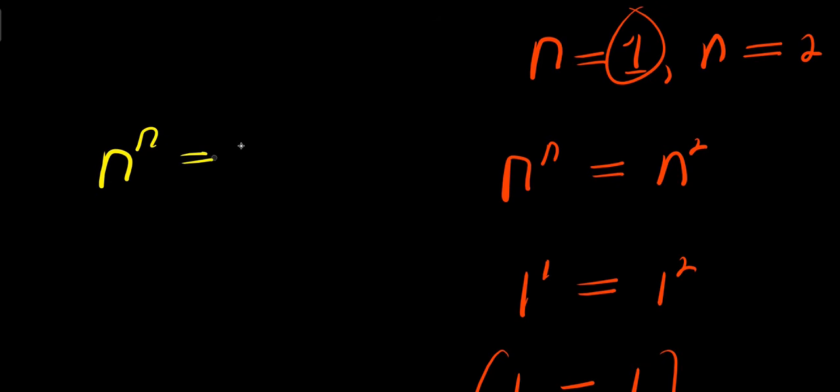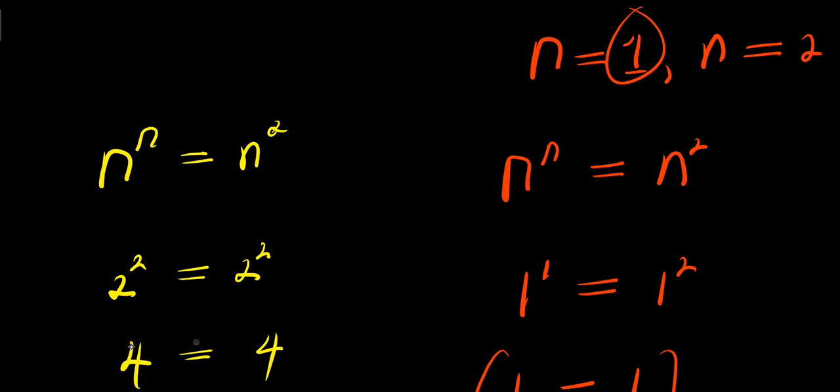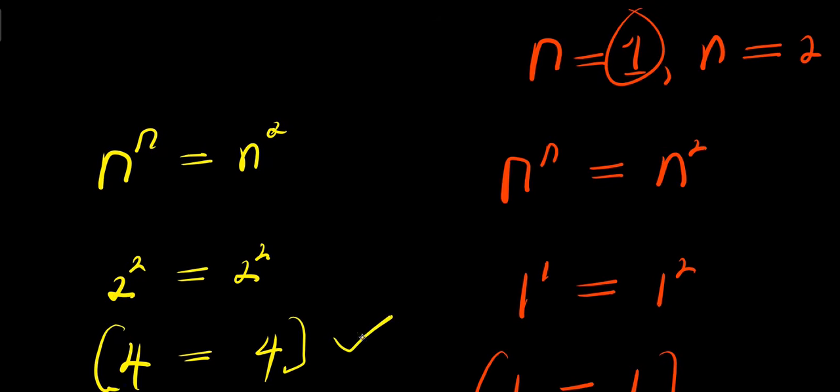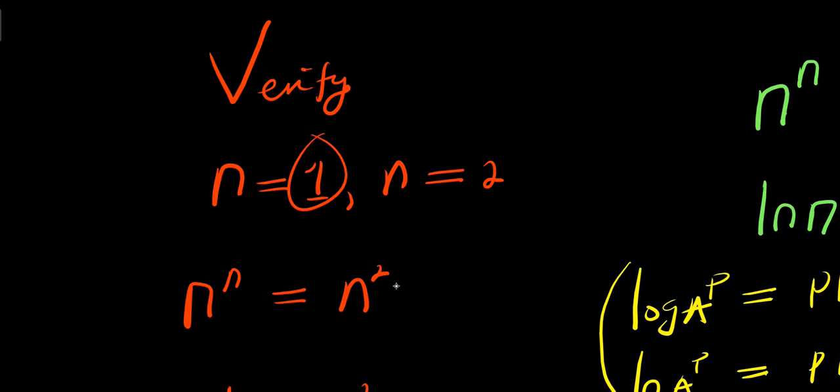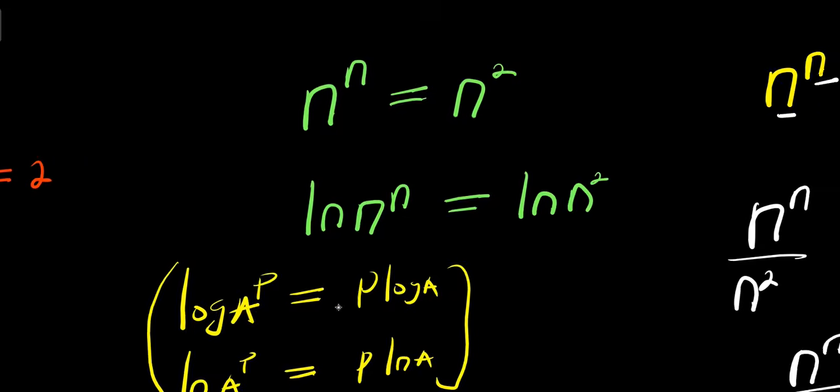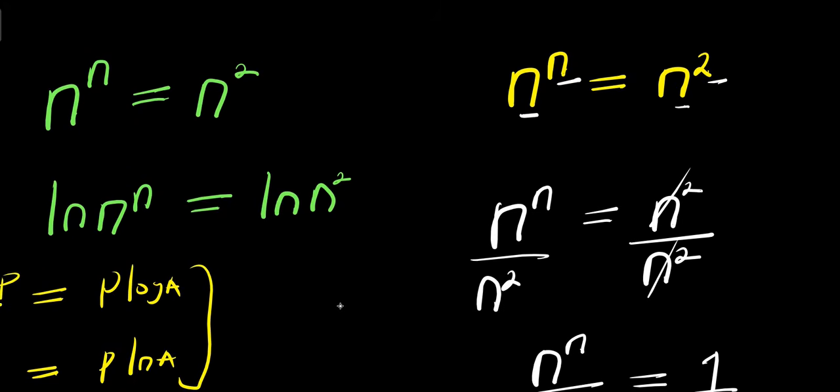Let's consider when n equals 2. n power n equals n power 2. So I have 2 power 2 equals 2 power 2. 2 power 2 is 4 equals 2 power 2 is 4. Left hand side equals right hand side as well. So guys, this is how you solve this exponential problem and finding all values of n.